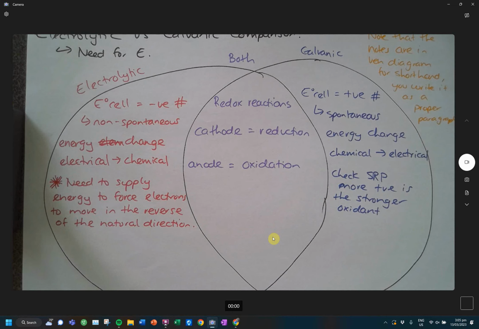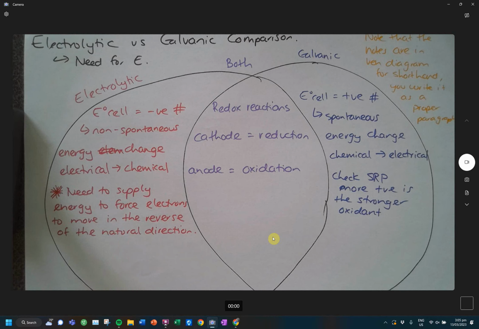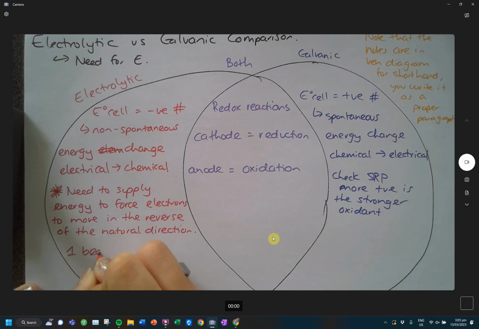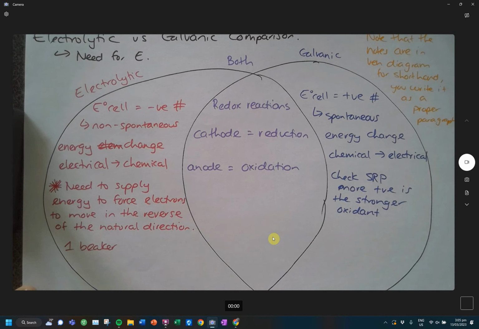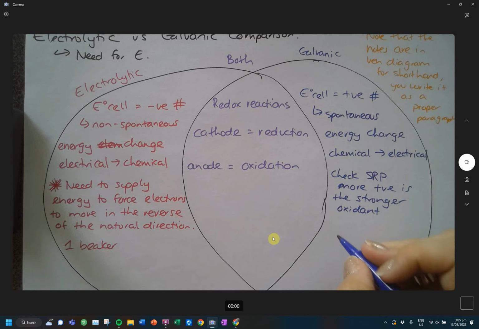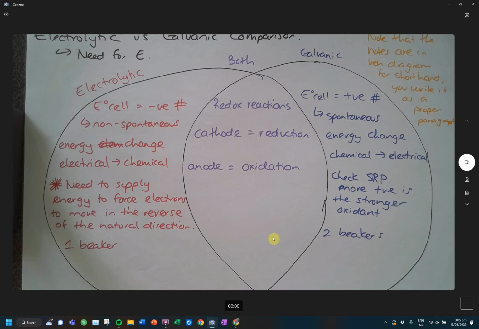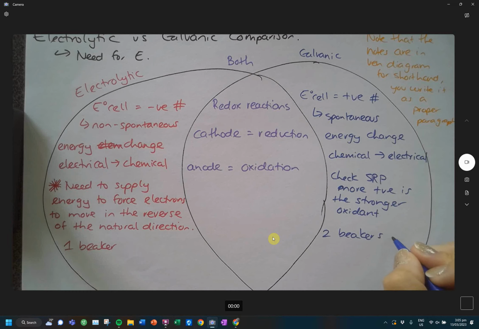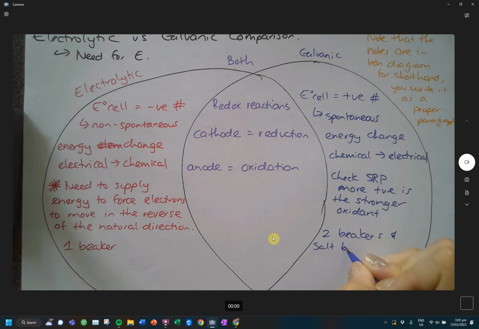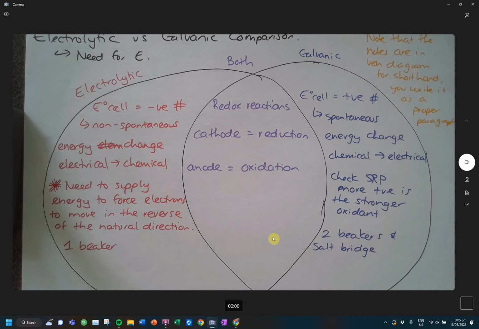Thinking about the setup of the experiment, how many beakers did I have for the electrolytic? 1 beaker. How many beakers did I need for the galvanic? 2. Why did I need the 2 beakers? The bridge, the salt bridge. Yes, we needed 2 beakers. We also needed the salt bridge. Why did I want to separate that reaction, though? Why didn't I just mix it all together in 1 beaker? To control my flow of electrons.